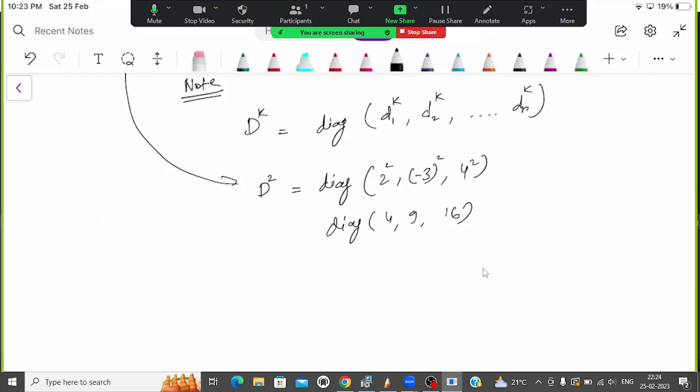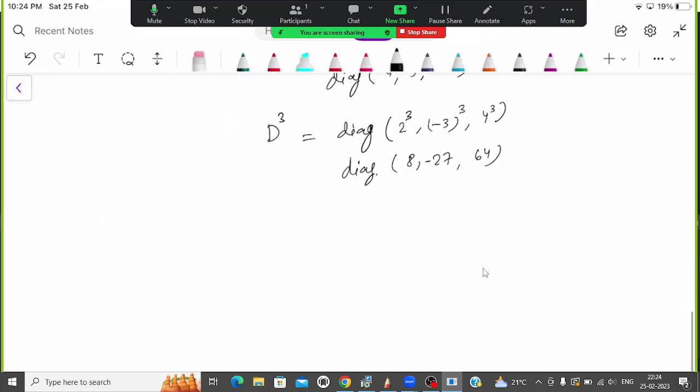Suppose you write D cube, so all the diagonal elements will be cubed, meaning 2 cubed, minus 3 cubed, 4 cubed, so you can write it as 8, minus 27, 64. So clear to you?